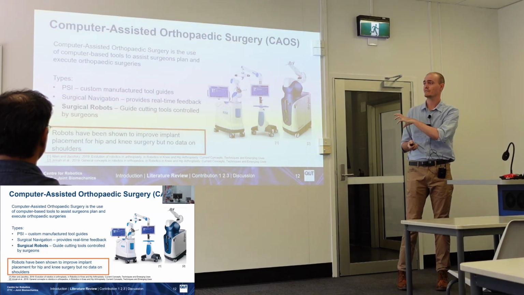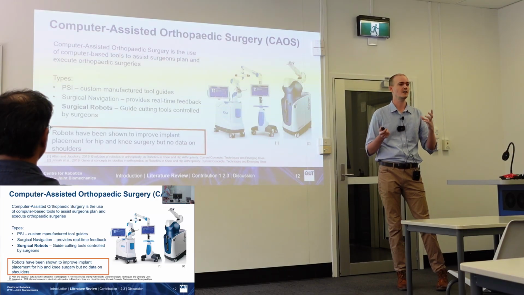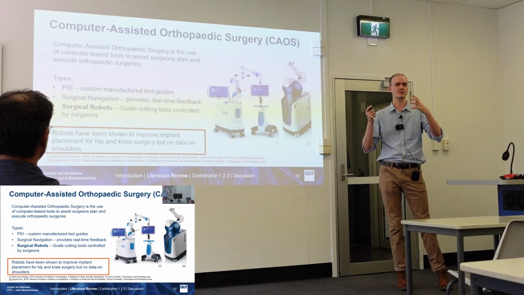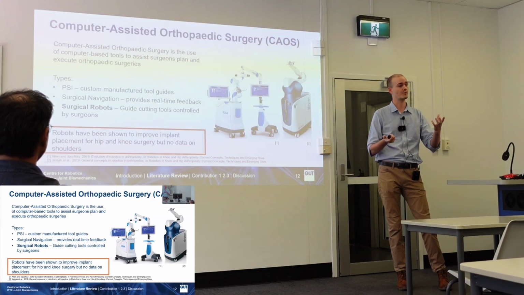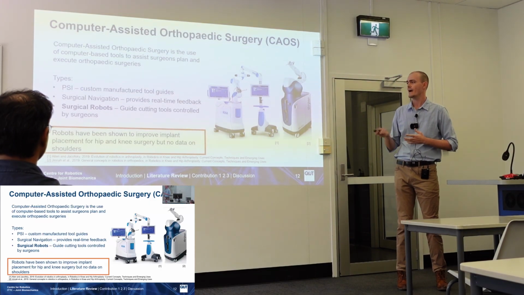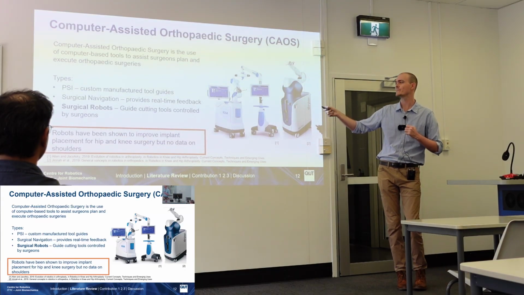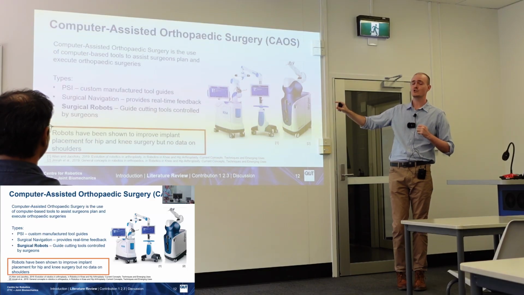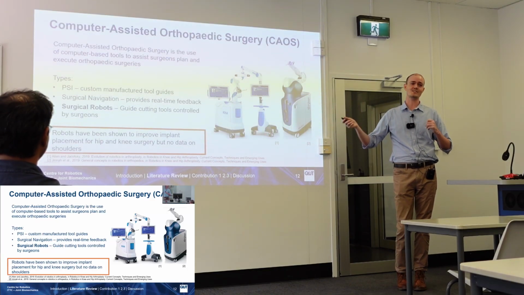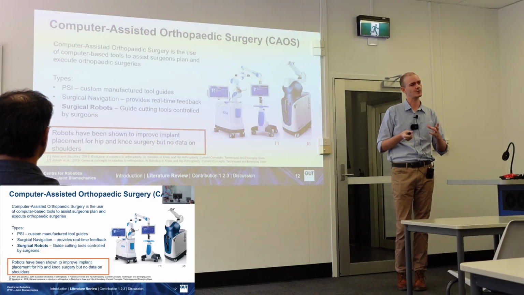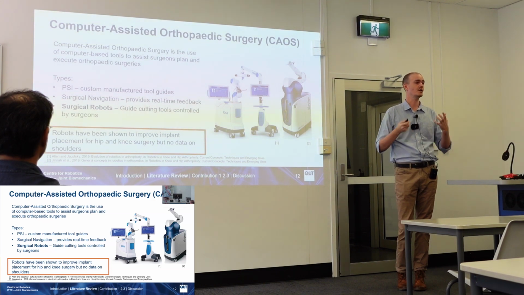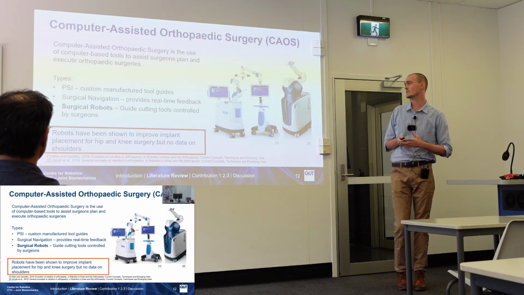We have surgical navigation systems. These provide real-time visual feedback to the surgical team on the positions of tools and the patient relative to the preoperative surgical plan. And then we have surgical robots, which is what we're particularly interested in because robots are cool. Surgical robots for joint replacement procedures help guide the cutting tools that the surgeons use to prepare bone during those bone preparation steps of the surgery.